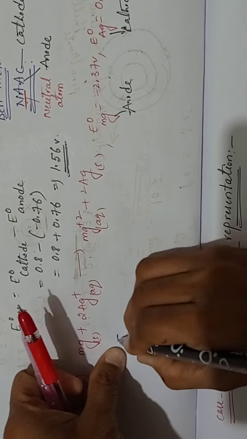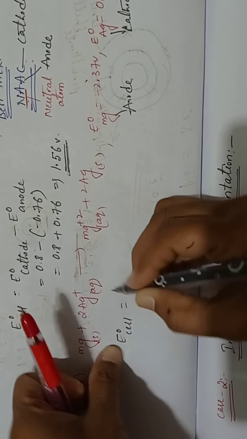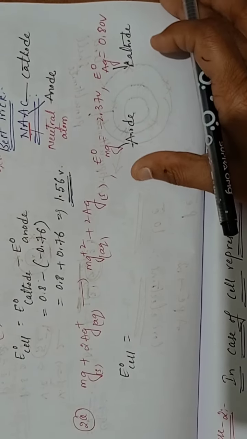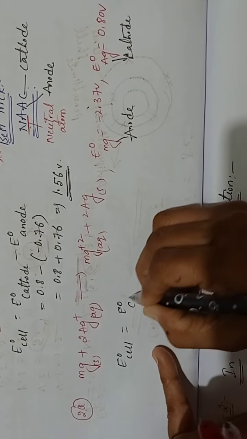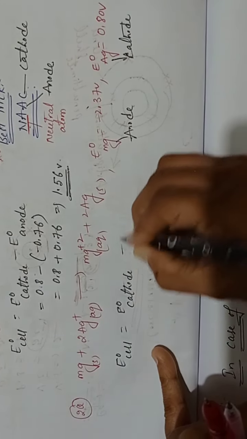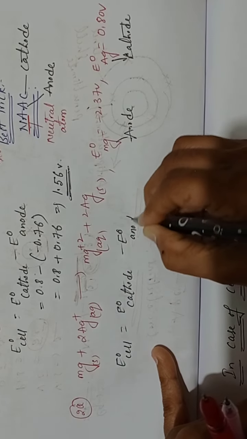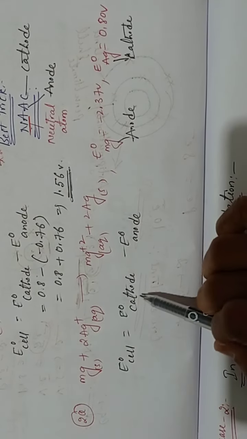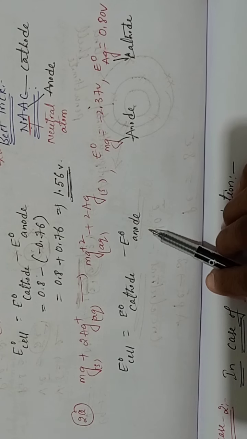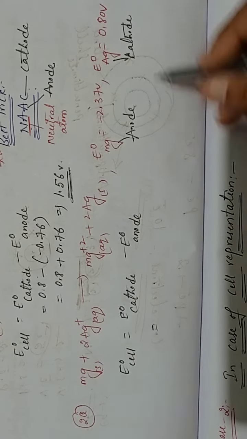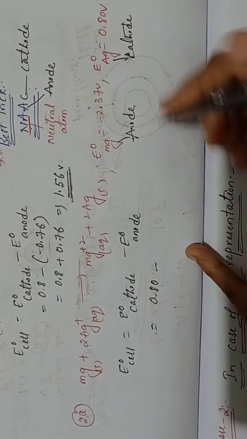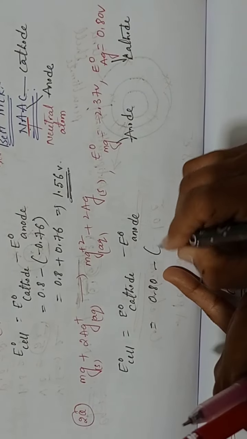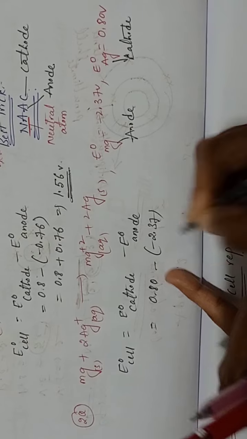Then how to find it? E naught cell, students. E naught cell is equal to E naught cathode minus E naught anode. So what is the cathode potential? 0.80 minus E naught anode. How much? Minus 2.37, given.